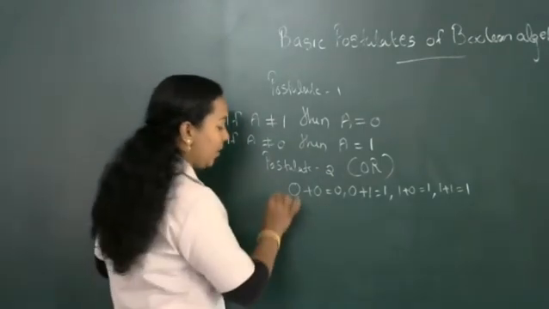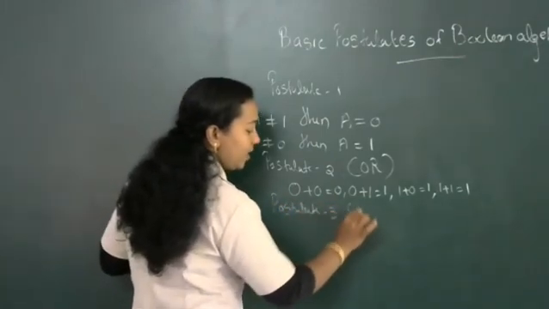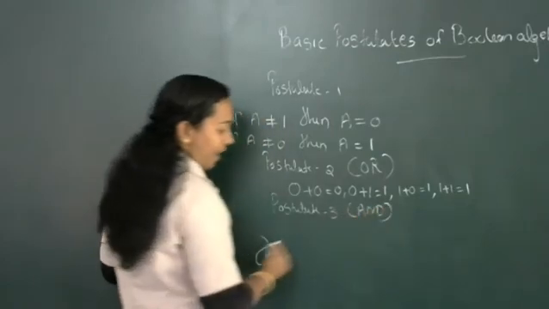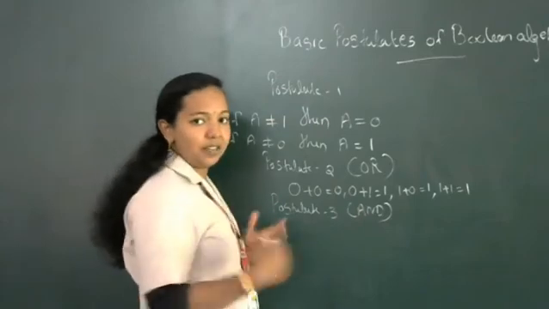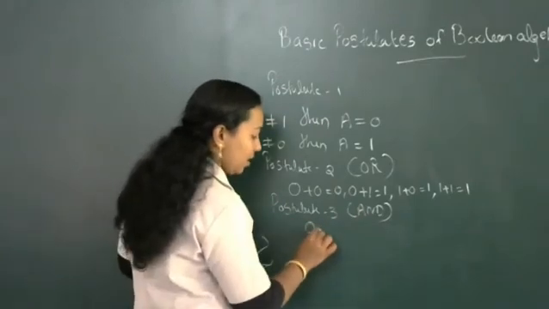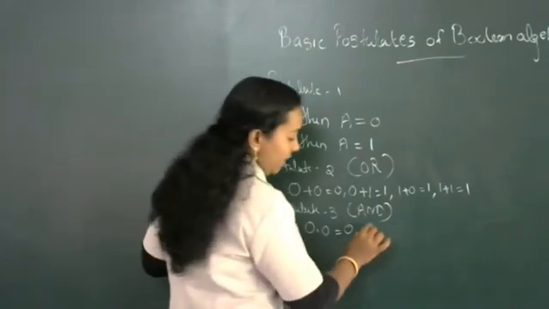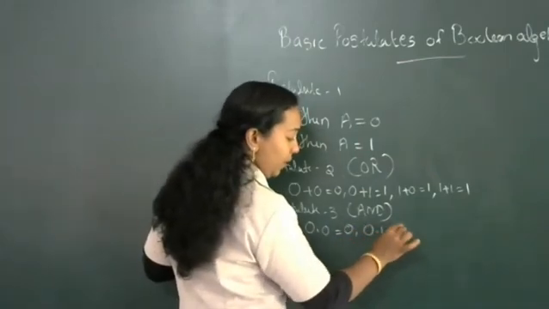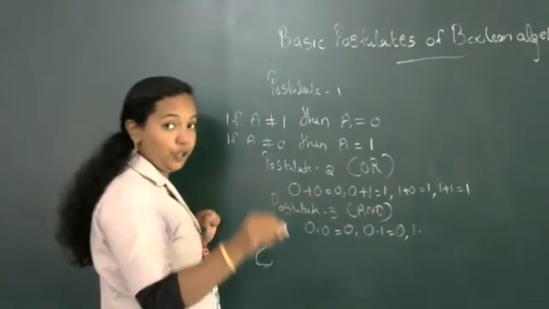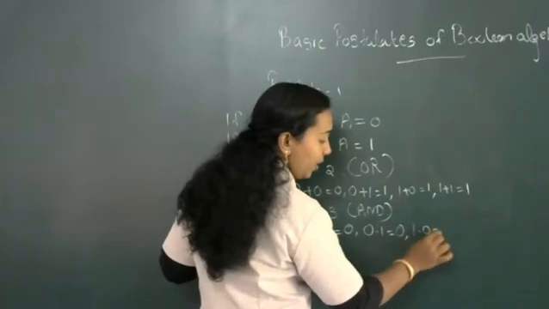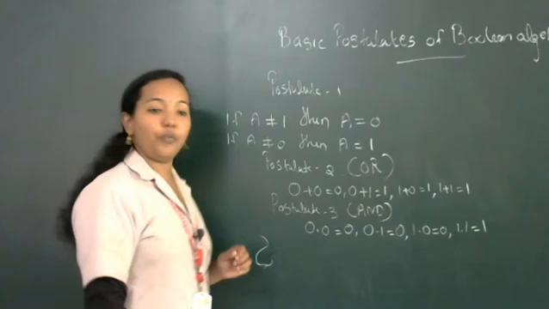Then the third postulate. It is relating to the AND gate. The AND gate means the rule for the AND operation. 0 into 0 is equal to 0. Then 0 into 1 is equal to 0. 1 into, instead of into we are using the dot operation. 1 dot 0 is equal to 0 and 1 dot 1 is equal to 1.